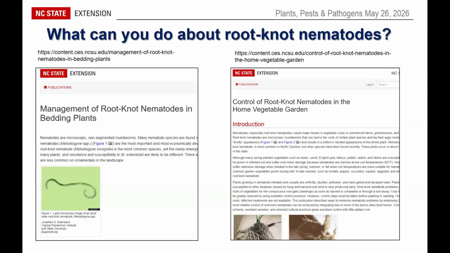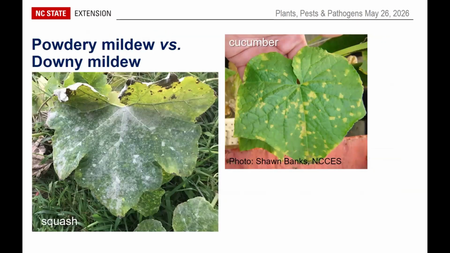What can you do about root knot nematodes? There are several publications out there. I'll just mention these two, one called Management of Root Knot Nematodes in Bedding Plants from NC State Extension, and another called Control of Root Knot Nematodes in the Home Vegetable Garden. And we'll have these available in the resources as well.